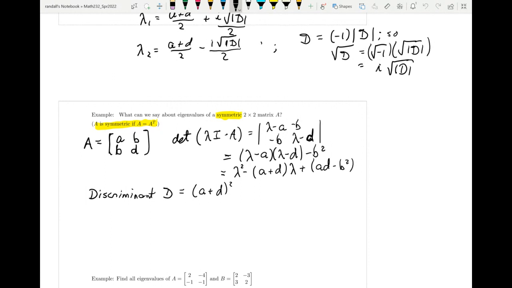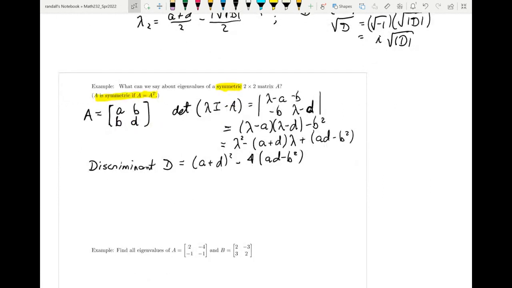So the discriminant of this quadratic will be (A plus D) squared minus 4 times (AD minus B squared). What we're interested in is this discriminant, so we can see the possibilities for the eigenvalues of the symmetric matrix, in terms of whether we see real or complex eigenvalues. So let's rewrite this discriminant. Let's expand it out first of all. So it's A squared plus 2AD plus D squared minus 4AD plus 4B squared.